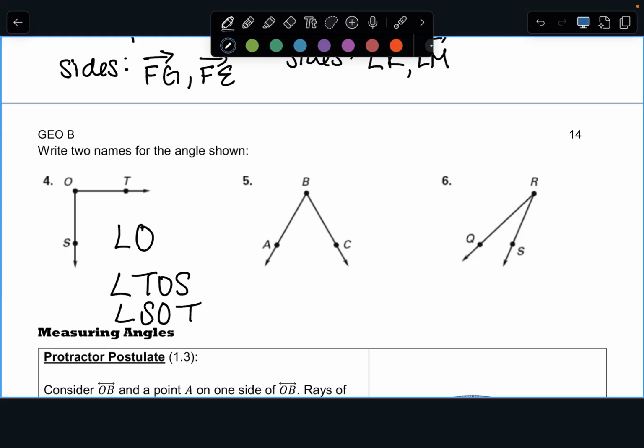Angle R, angle QRS, angle SRT. Yeah, perfect. So, one way, if I used one letter to name this angle, what letter do I have to use? R, the vertex. Okay?